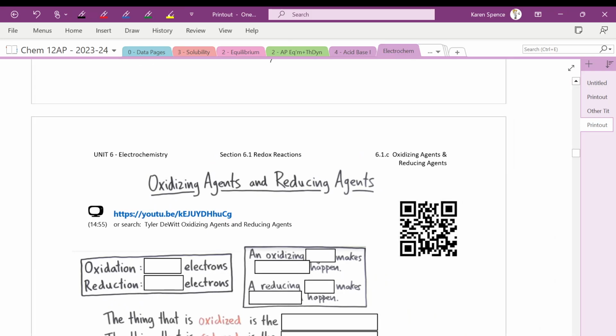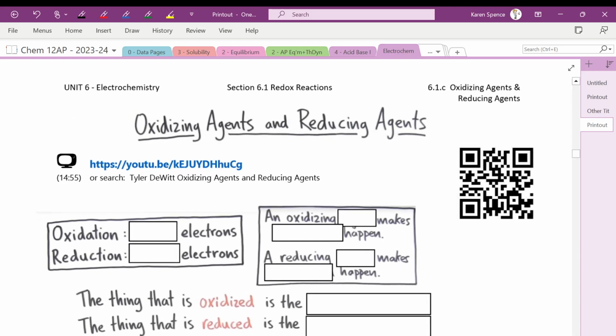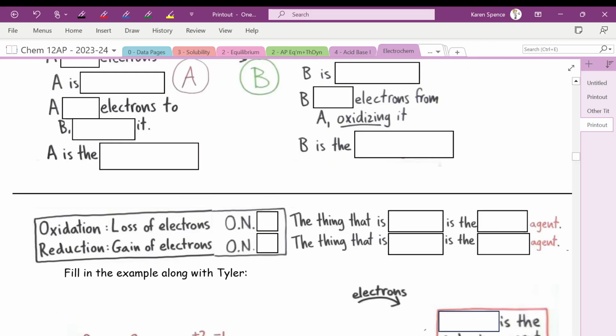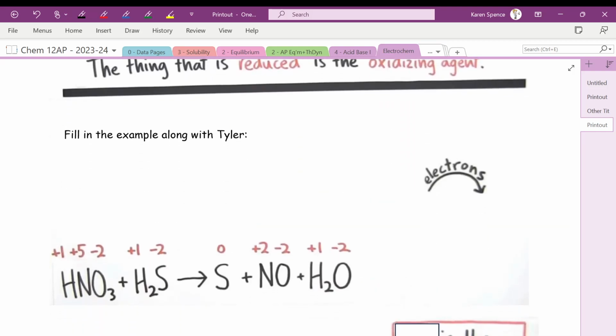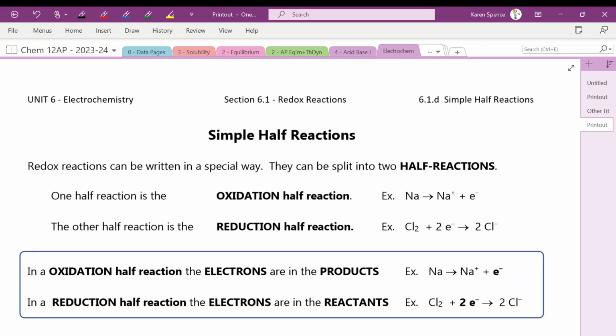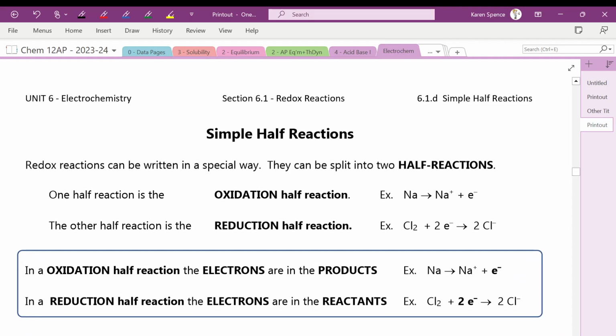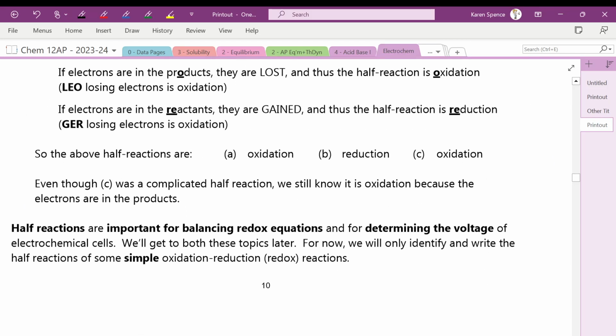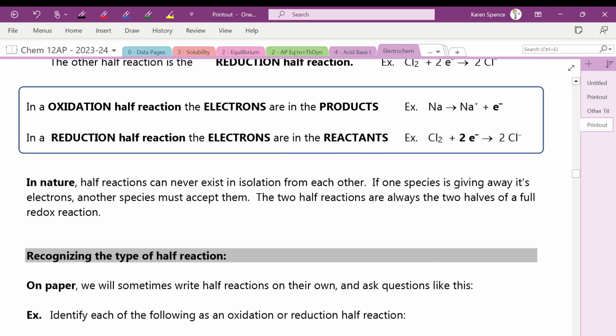It's a dense one. I think I will let Tyler teach you about oxidizing and reducing agents. You can do that at home over the weekend. So we are now moving on to 6.1D, which is on page 10.